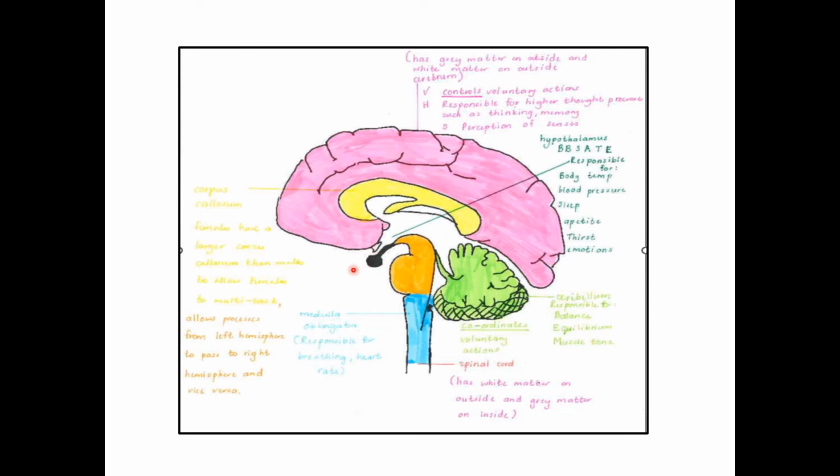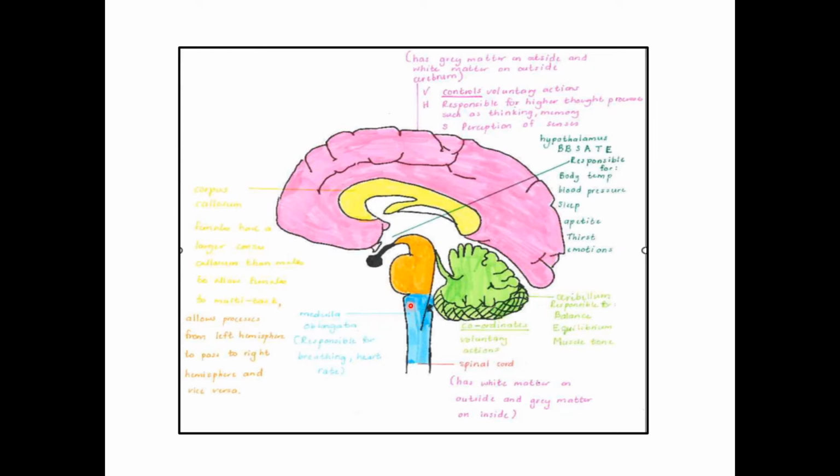Then, this is the pituitary gland, and above the pituitary gland is the hypothalamus. The mnemonic for the hypothalamus is BB-SATE. So, the hypothalamus is responsible for blood pressure, body temperature, sleep, appetite, thirst, and emotions.